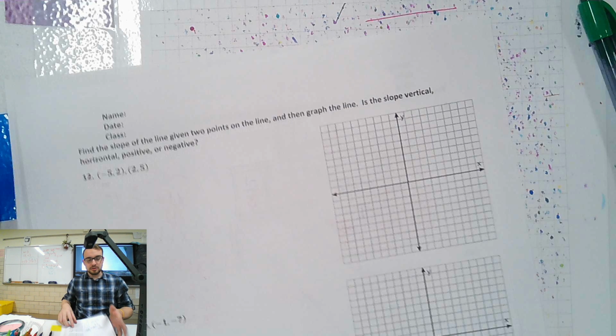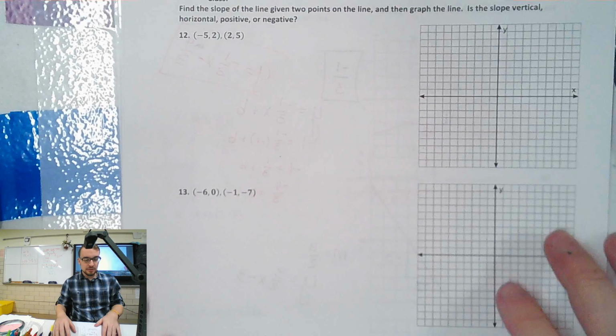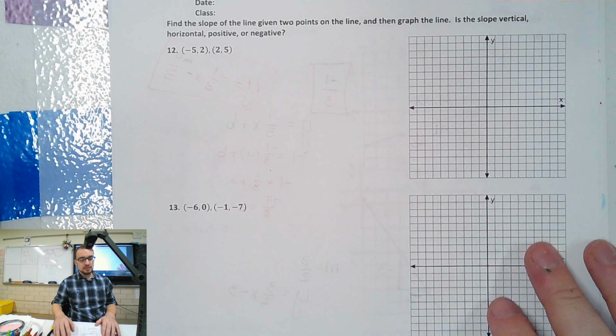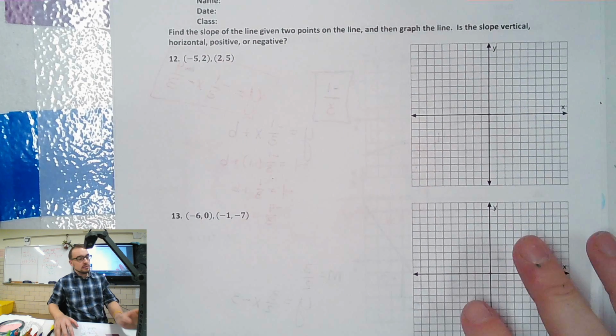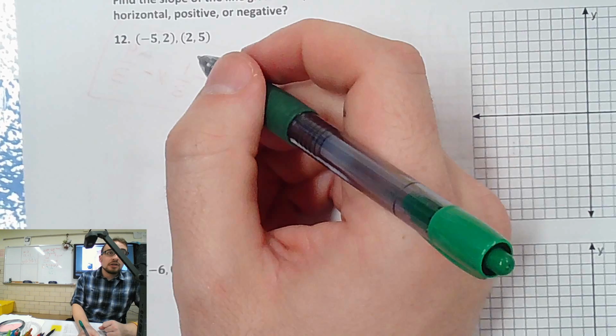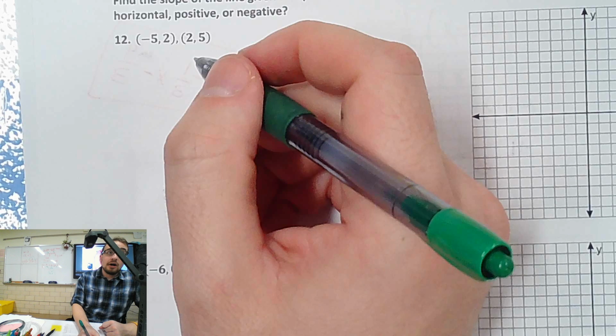Turn the page. Let's look at 12. Find the slope. Graph the line. Tell whether it's vertical, horizontal, positive, or negative. All right, let's find the slope. Could we use the formula? Sure, but if you know what it means, you could just do it in your head.